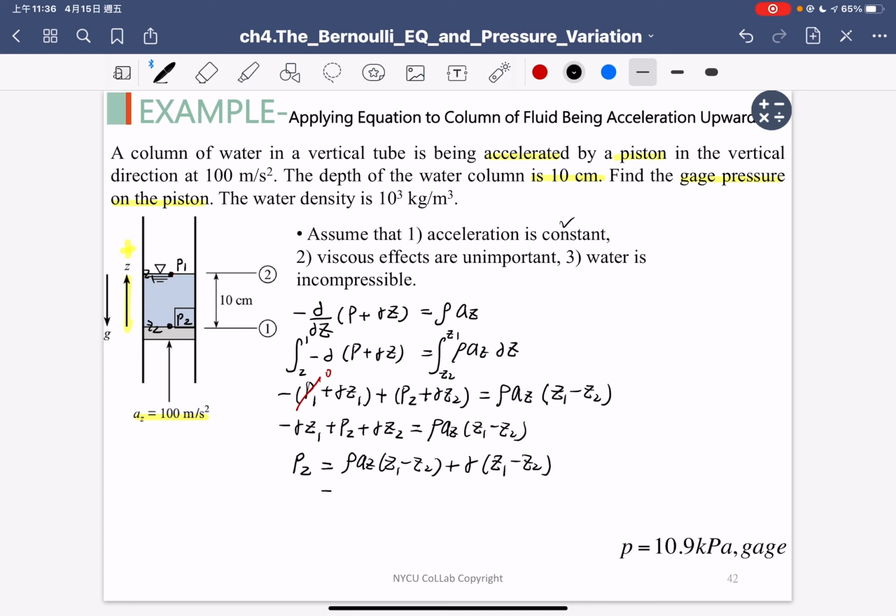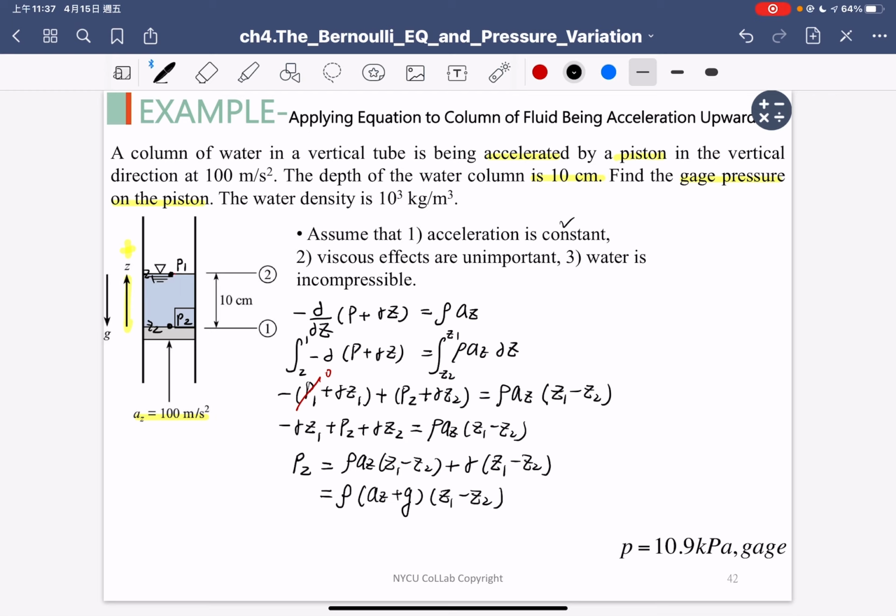And we know that gamma is equal to rho g. So we have the same parameter rho, and inside it is a_z plus g, and we have z1 minus z2. Okay, so this is our final formula for how we can compute the pressure at location 2.